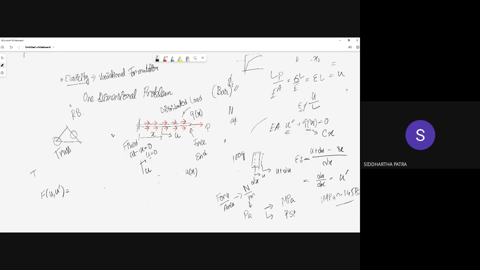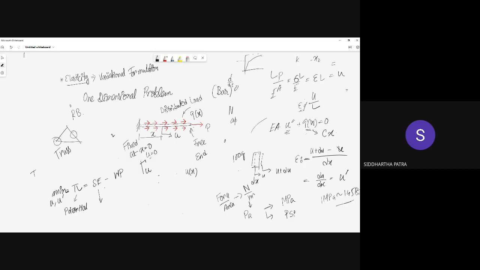So this potential, the so-called potential energy, we are trying to optimize this potential energy. Sorry, not this one. So we are trying to minimize the potential energy, which is the combination of the strain energy minus the work potential. Now we are trying to minimize it with respect to u and u prime. I'll later explain how the u prime comes to the picture.